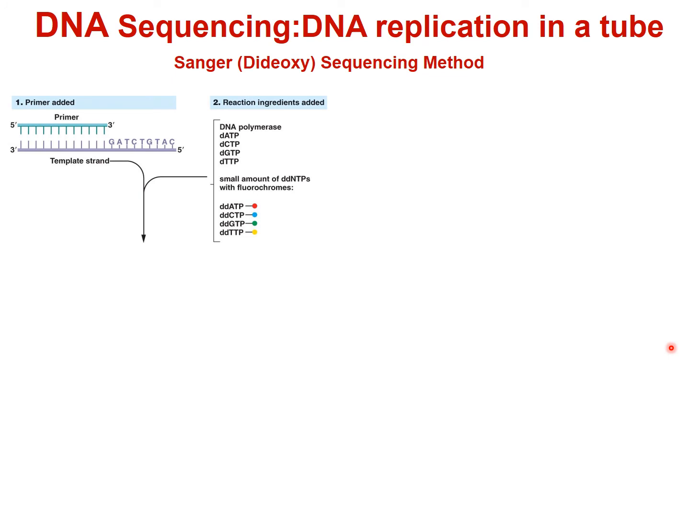So how does DNA sequencing work? DNA sequencing is another version of DNA replication in a tube. The method that we're going to use is the Sanger, or what's known as the dideoxy sequencing method. And we're not going to perform this ourselves. We'll have a company do this for us. But this is basically taking advantage of DNA replication. So we'll provide a template DNA strand. Now this is in the form of our PCR product that we generate.